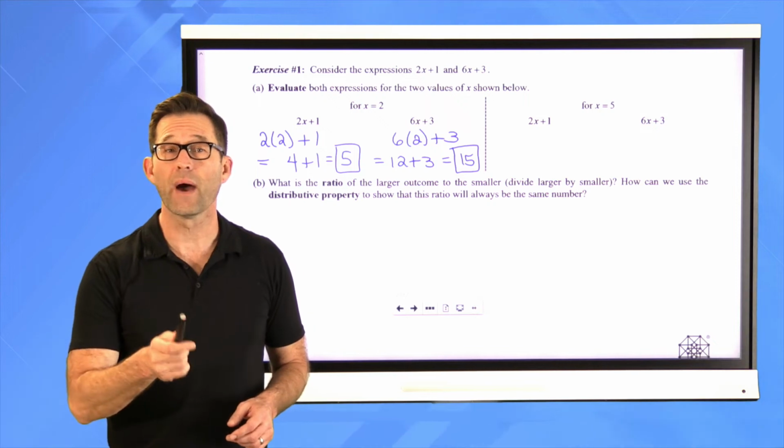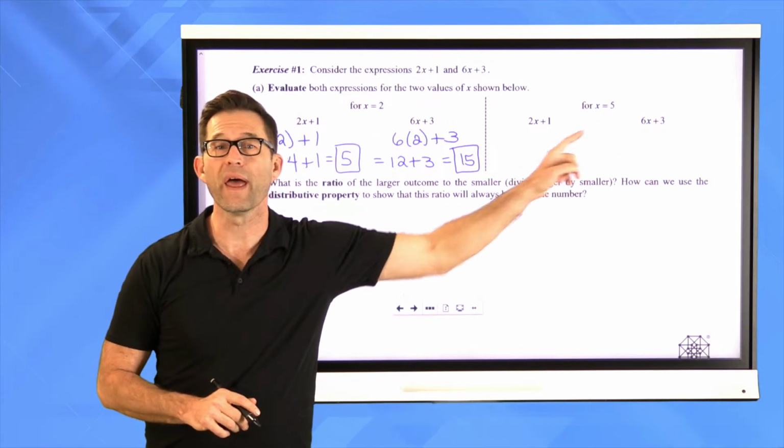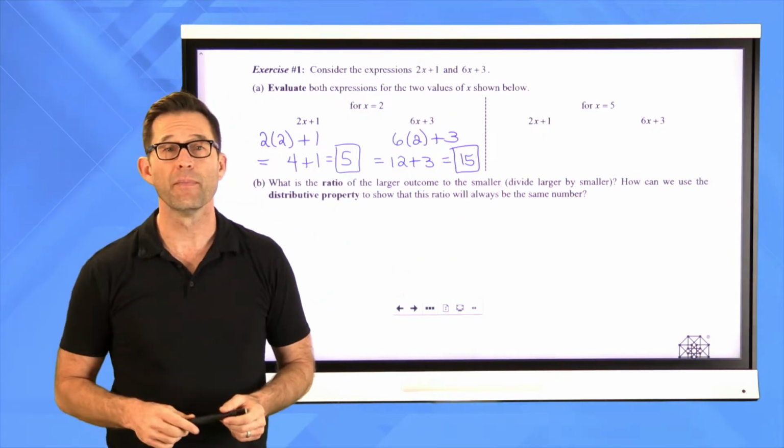What I'd like you to do now is pause the video and see what those two expressions are equal to when x is equal to 5. Take a couple minutes.